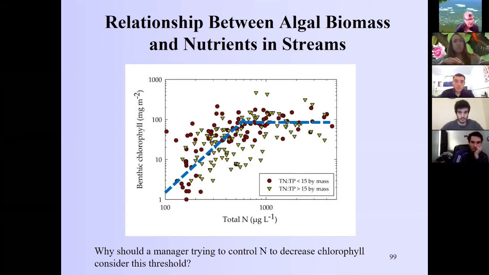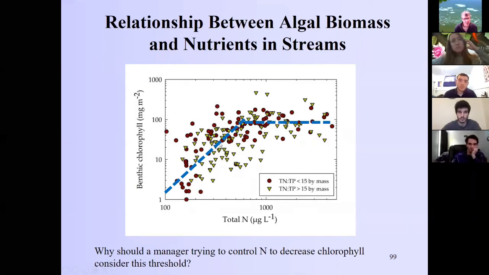Right. That's good. People are starting to get the answer. The idea is the threshold here means that if you're up here and you start decreasing the nitrogen, you're not going to see any response until you get below this threshold. And even then, because of the variation, you could not see it. If you wanted to control it, you'd really have to get down in this region where there are very few sites that have high chlorophyll.